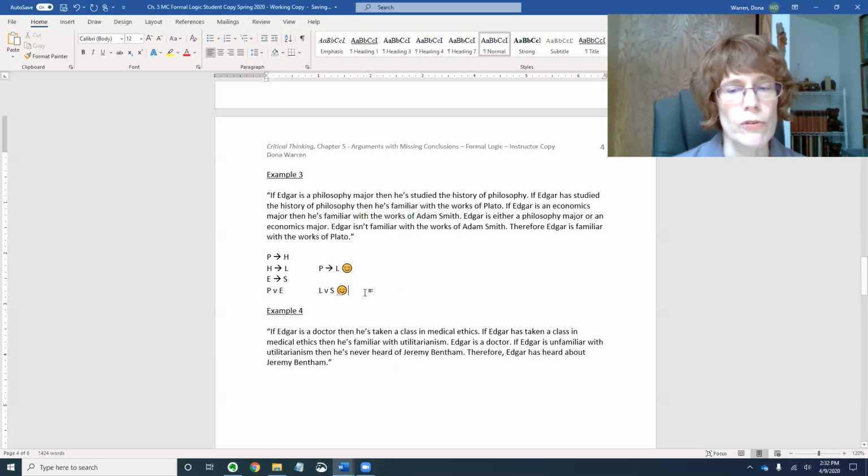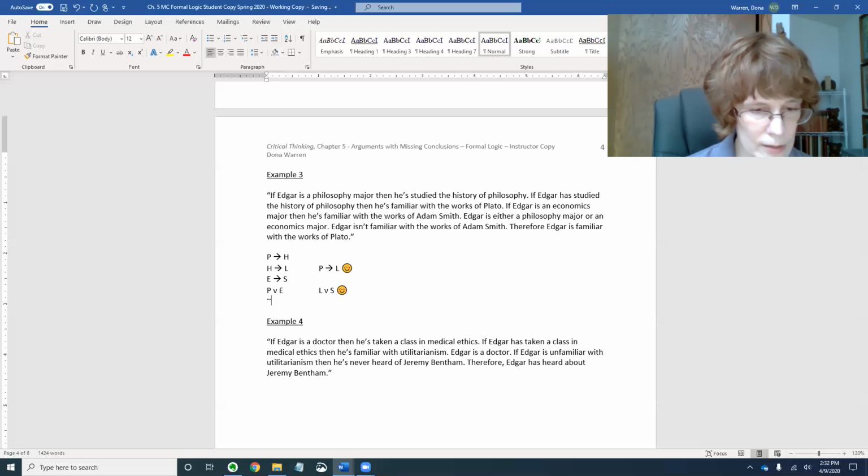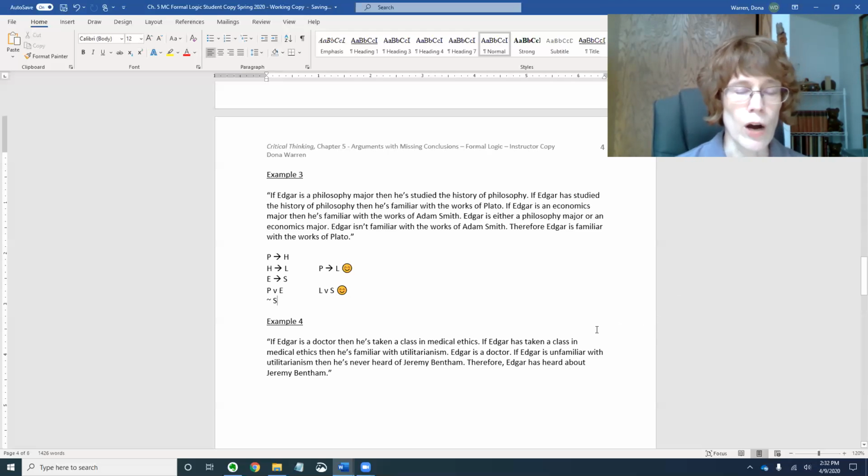Edgar isn't familiar with the works of Plato. Isn't familiar with the works of Adam Smith. So he is not familiar with the works of Smith. Can I conclude anything at this point? Indeed, I can. We've already established or proven that either L or S, either Plato or Smith, but not Smith. So I can conclude then that he must be familiar with the works of Plato, which is L.